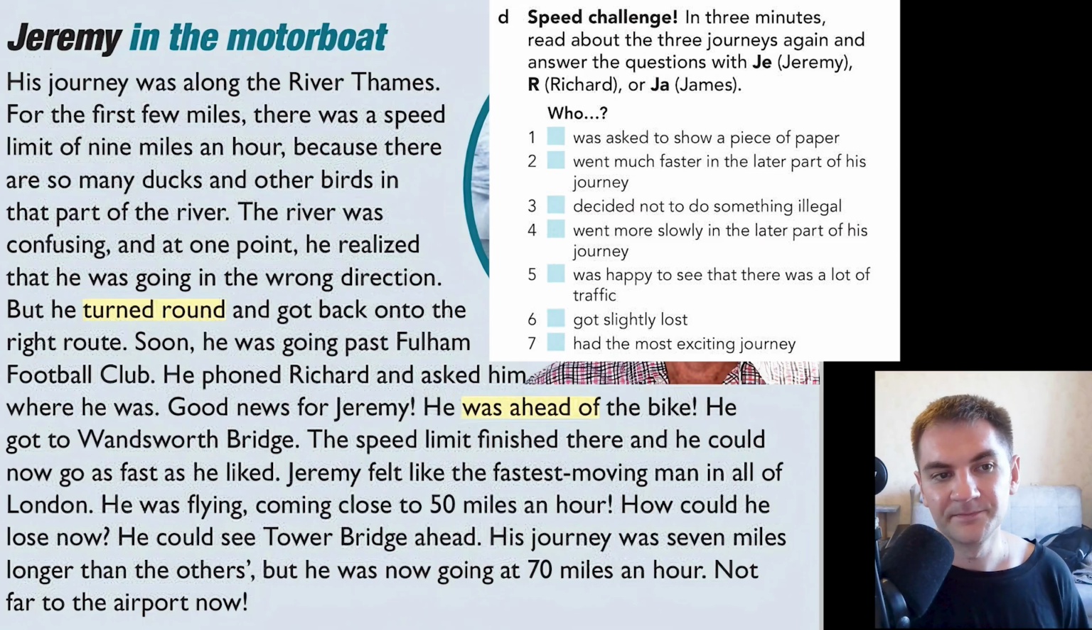Part D. Challenge. Read the 3 stories again and answer the questions. By the way, don't pay attention to time limits here. You have unlimited time, actually. Right. J-E for Jeremy, boat, R for Richard, and J-A for James, car.